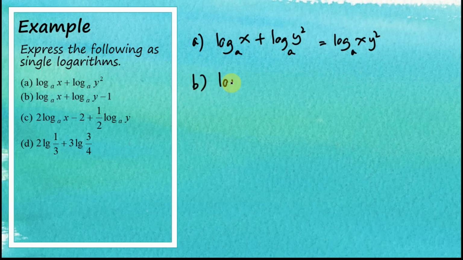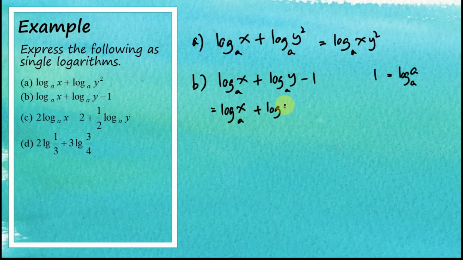B, log x base a plus log y base a minus 1. Just now we have learned that 1 is equal to log a base a. So let's convert this to log a base a. Now we can straight away write the answer. This becomes log base a of x, addition becomes multiplication, x y, and then minus becomes division by a. So this is the answer, a single logarithm.